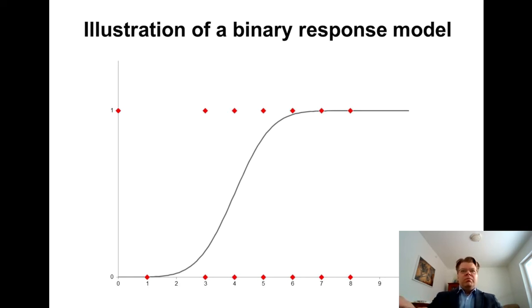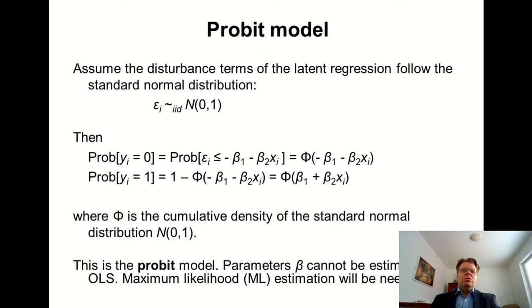So then let's come to the so-called Probit model. So what does the Probit model do? In order to estimate this kind of model with the maximum likelihood estimation, we need to specify some parametric distribution for the error term epsilon. And we talk about the Probit model when we use the maximum likelihood framework and we estimate under the assumption that this epsilon is normally distributed.